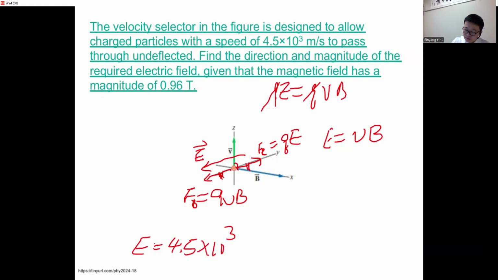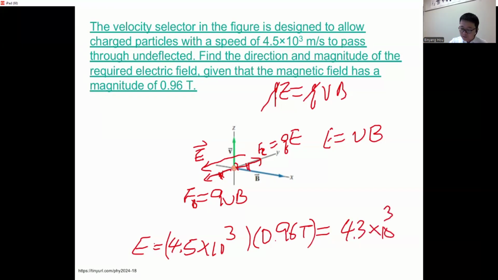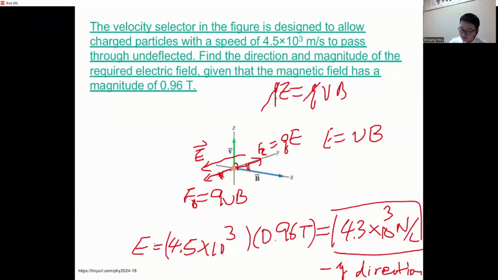Ten to the third times the B field, 0.96 Tesla. So then we'll find our E to be 4.3 times 10 to the third, and that will be in newtons over coulombs. That's the magnitude. The direction will be in the minus y direction.